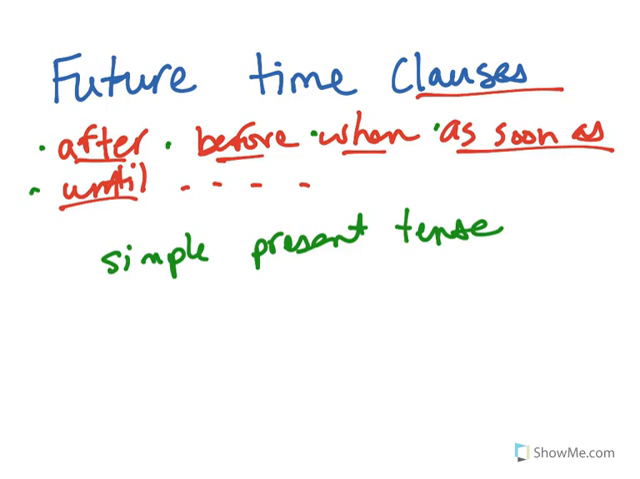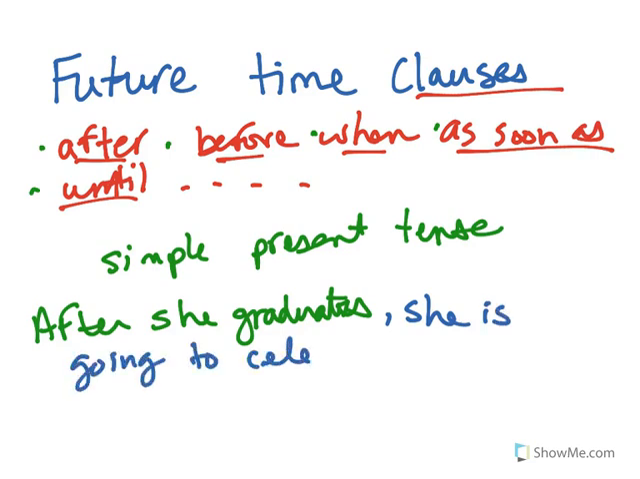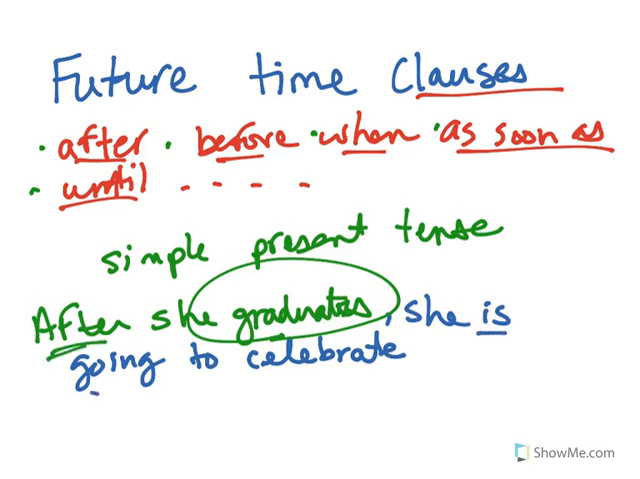So I might say something like this. After she graduates, she is going to celebrate. So here I have graduates, simple present tense with my time clause, and then is going to celebrate with my future clause.